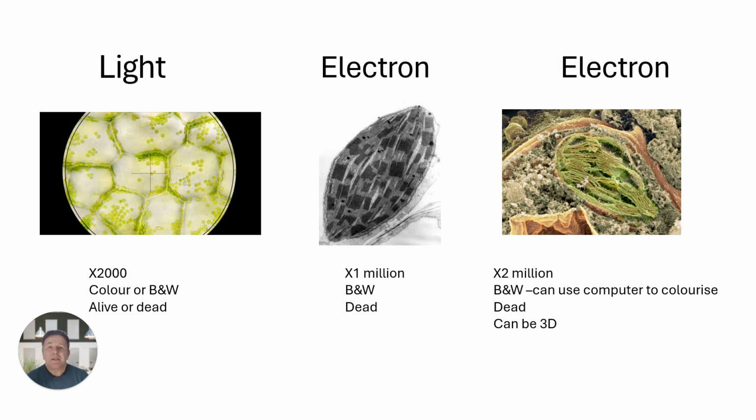So if you look at the light microscope, it can go up to about times 2000 magnification, whereas the electron microscope can go up to times 2 million. Light microscope is alive or dead, so you'll notice that you can have a color sample, whereas electron is only black and white. You can see on the right hand side the image is color, but they've used a computer program like Photoshop to colorize it.